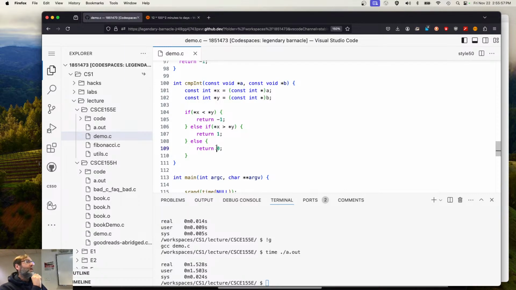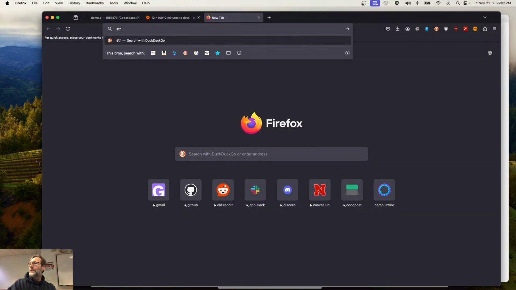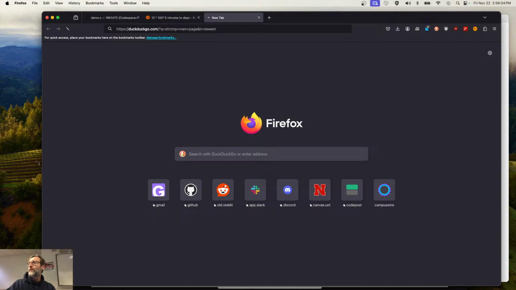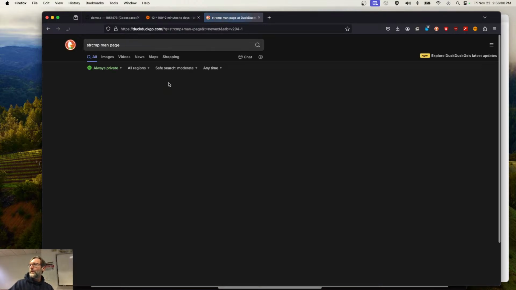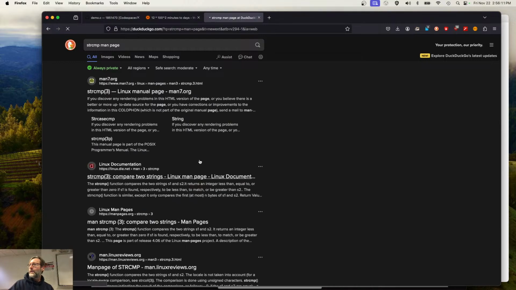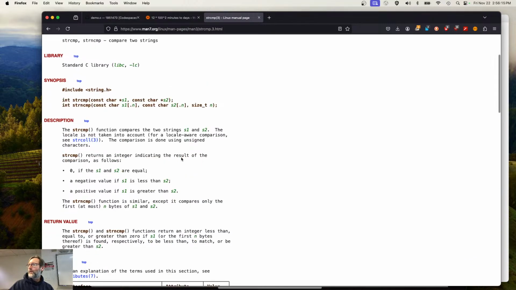I've seen this before. Where have we seen this before? String comp. strcmp. Man page. Man is short for manual page. And let's see if we can read all about it here. All right, there we go.